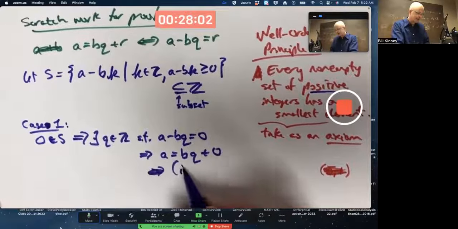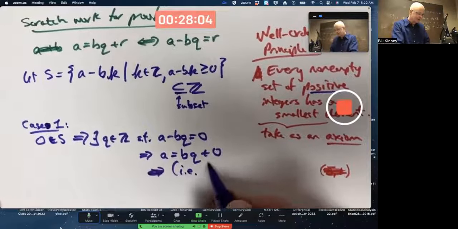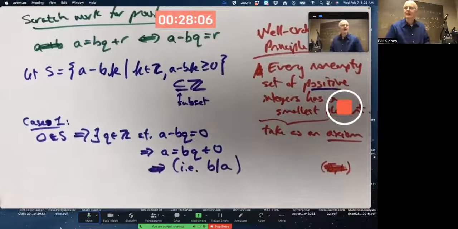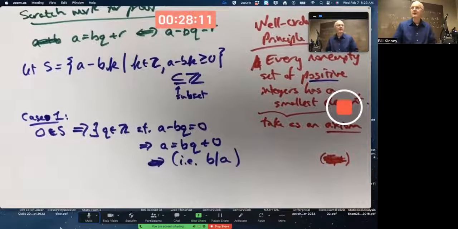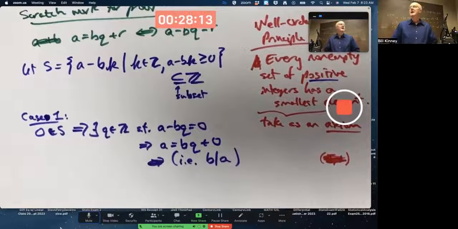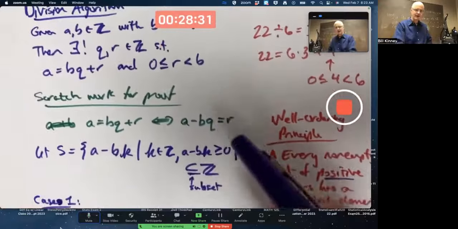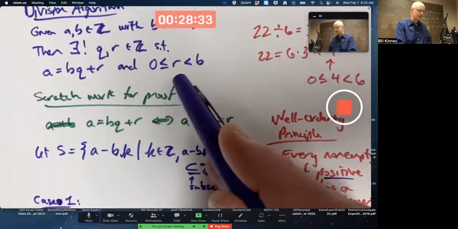I'll just make a side comment, i.e., B divides A. You don't need to make that side comment, but this does fit the bill of the division algorithm. We've got a Q and we've got a remainder 0. Although, what about the uniqueness? Let's think about the uniqueness later. We're just trying to prove existence at the moment. And when 0 is in S, yes, a Q and an R exist. And R does satisfy this condition, because I am assuming B is positive.